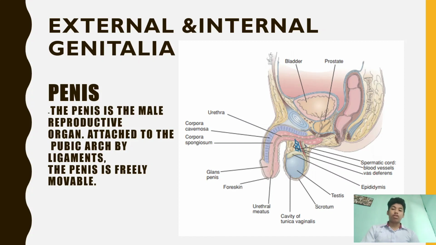In the center of the corpus spongiosum is the urethra, which travels through the shaft and opens as a slit at the tip of the glans as the urethral meatus. The penis has a role in both reproduction and urination. Next is the scrotum.